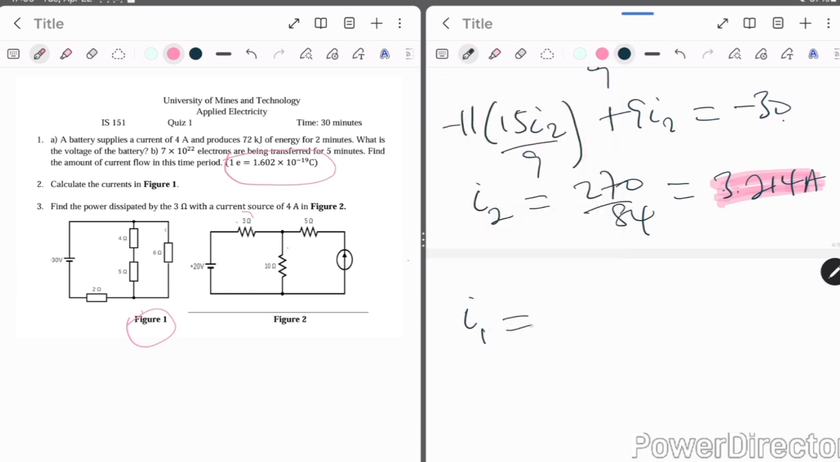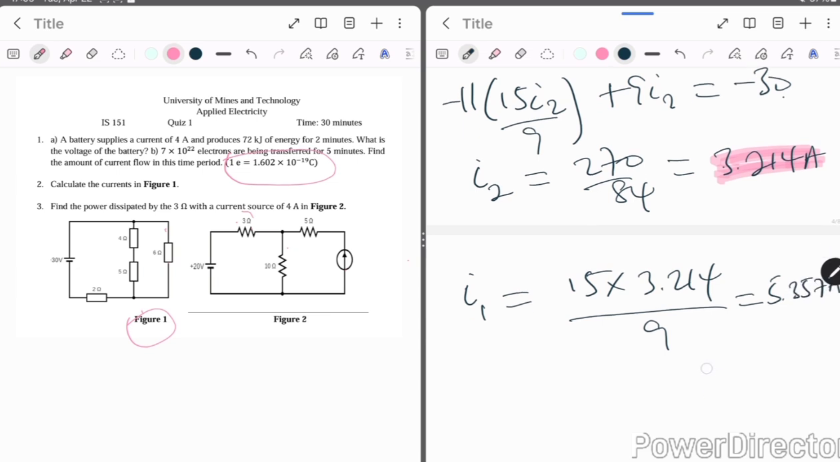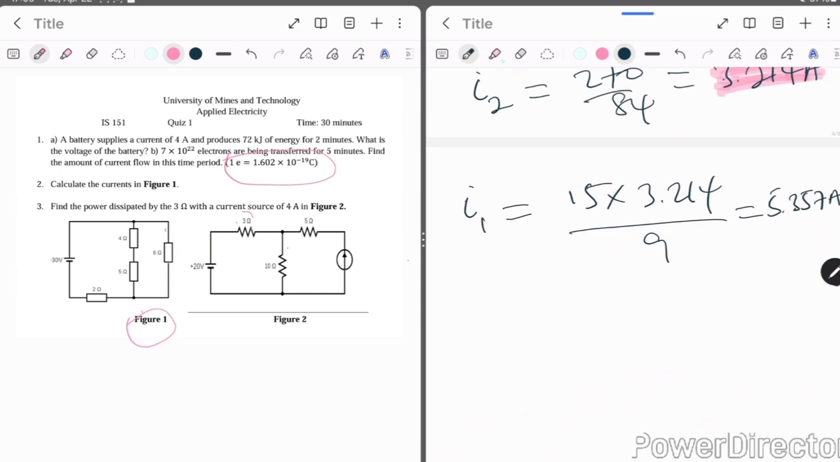We wrote earlier that I1 is just going to be 15 times 3.214, because that's our I2, divided by 9, and that will give me 5.357 amps. So this is our I1.